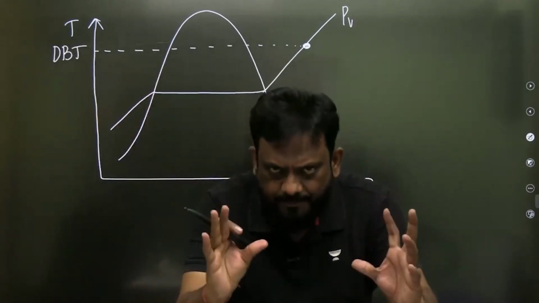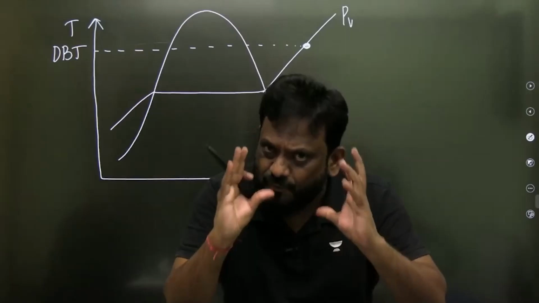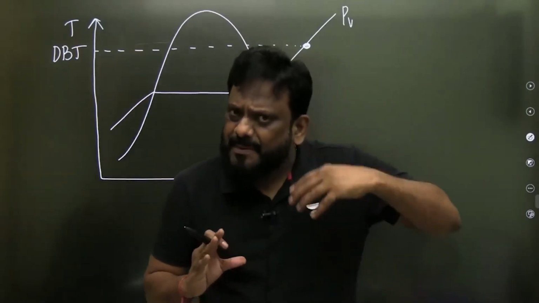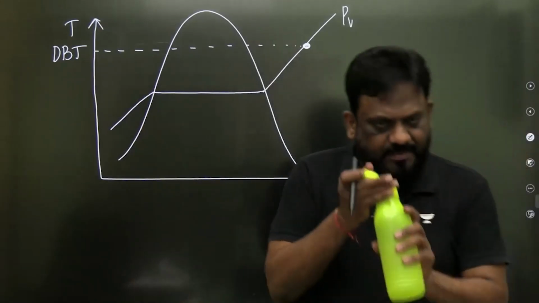You have air. In that air, there is water vapor, there is dry air. So, whatever the pressure of vapor exerted in the total mixture, we call it partial pressure. Idhar dekho.